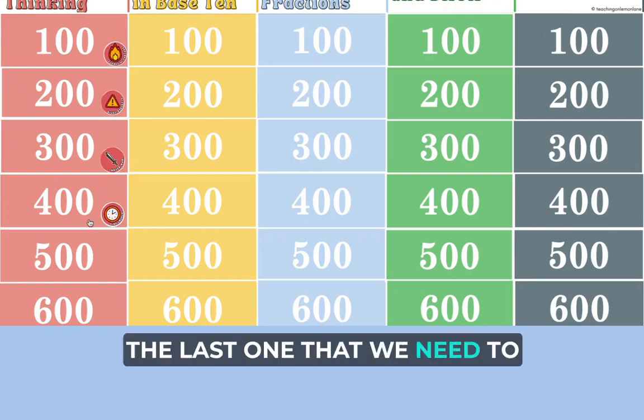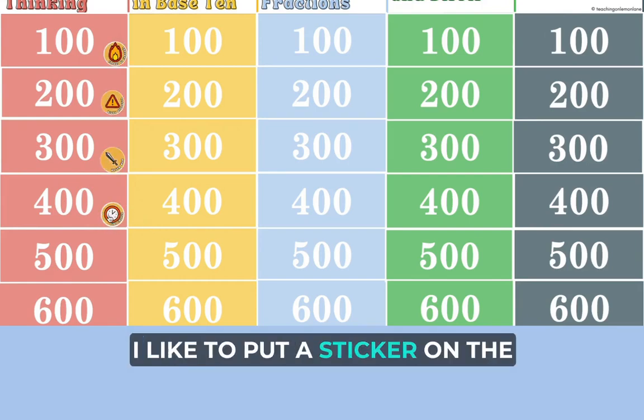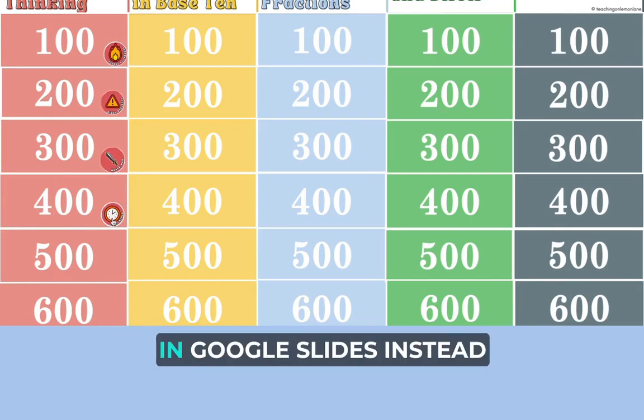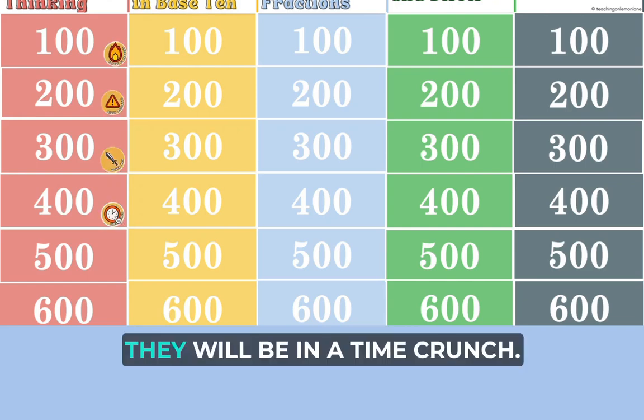The last one that we need to talk about is this time crunch one. Now remember, with time crunch, I like to put a sticker on the game board if we are playing in Google Slides instead of PowerPoint. So I've added a time crunch here. This tells students that if they click on this one, they will be in a time crunch.